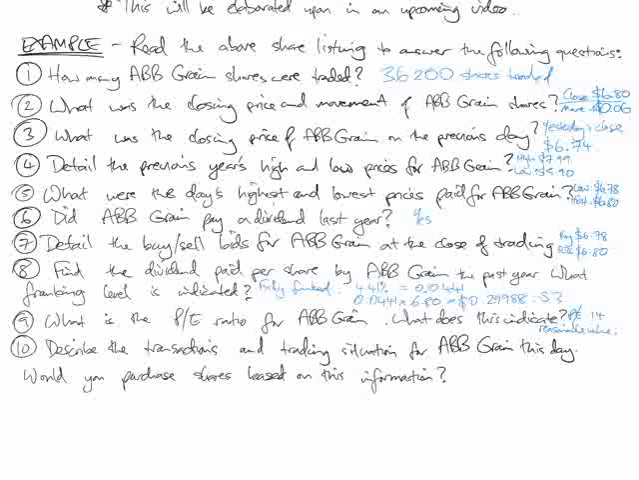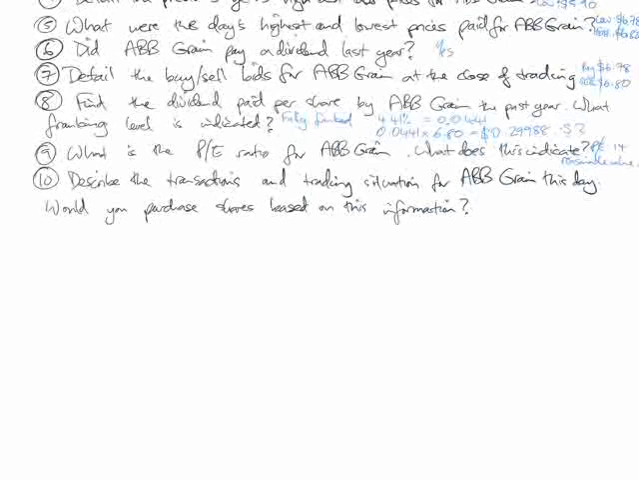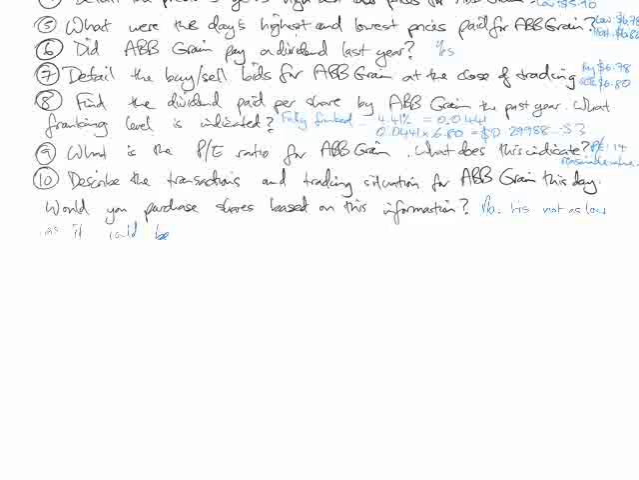So the lowest it's been in the previous year is $5.90, the highest is $7.99, and we're hovering around $6.80. So it's in between. It's right smack bang in the middle of the year's highest and lowest prices. So would I purchase shares based on this information? No, it's not as low as it could be.